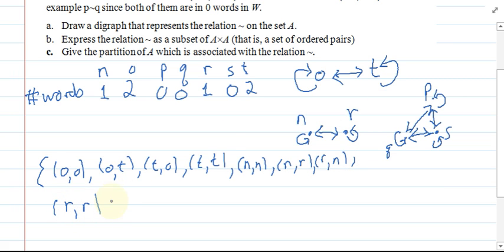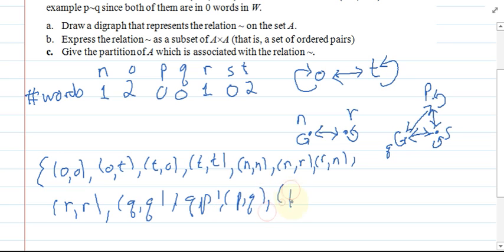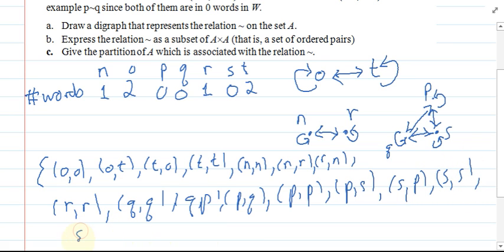And then from this graph, I'm going to get QQ, QP, PQ, PP, and I'll have PS and SP, and I'll have SS, whoops, and then I'll have SQ, and then I'll have QS, and I think that's everything.